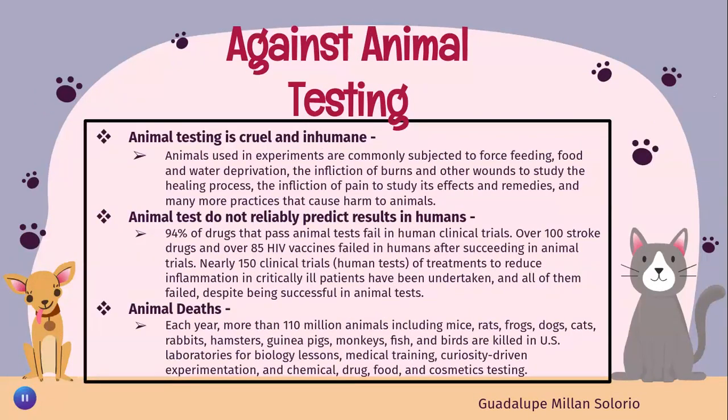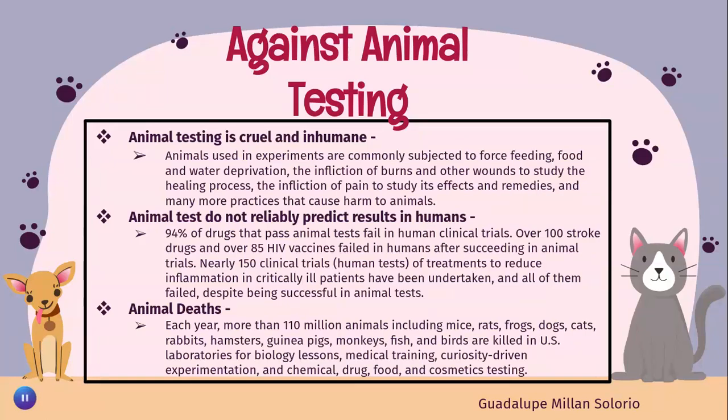Now we're going to be going over against animal testing. This group is against animal testing. Animal testing is cruel and inhumane. Animals used in experiments are commonly subjected to force feeding, as well as food and water deprivation, the infliction of burns and other wounds to study the healing process, and the infliction of pain to study the effects and remedies. And many more practices that are causing harm to animals on a daily basis.